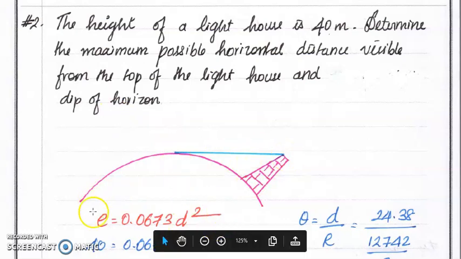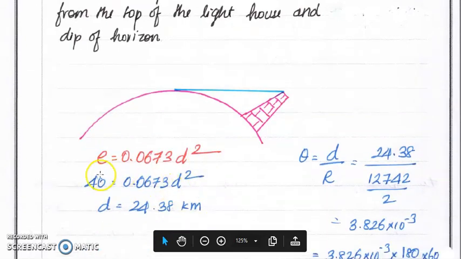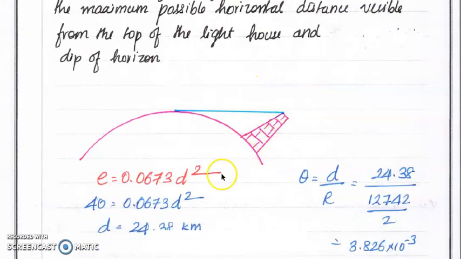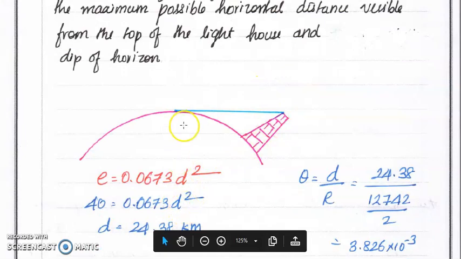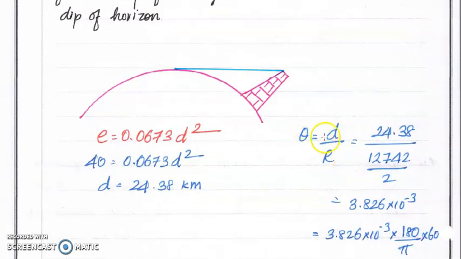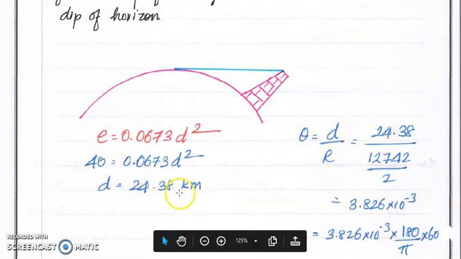So by using this formula, E equal to 0.0673 d square, where E equal to given. So E is nothing but that 40 meter. By using this, you can find this is the D distance, and theta equal to D by R. Already this formula was discussed, like the dip of the horizon, in the previous video. So theta equal to D by R. So D is already found here, 24.38 kilometer.